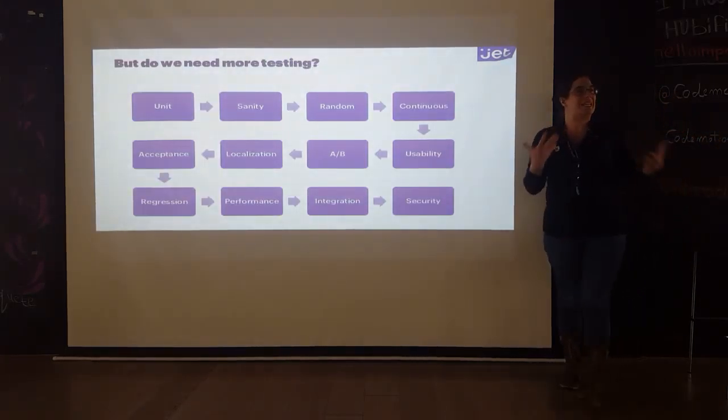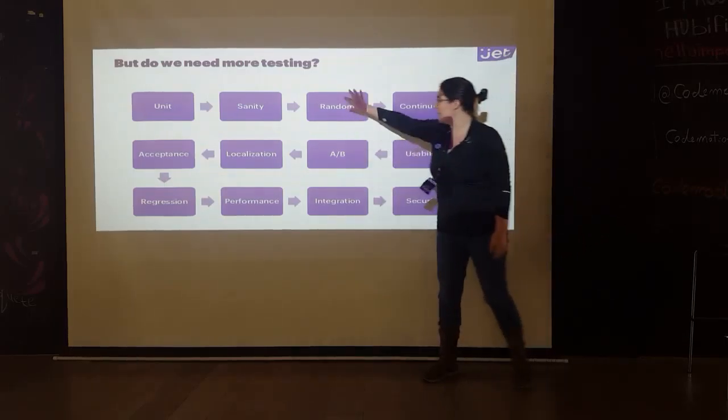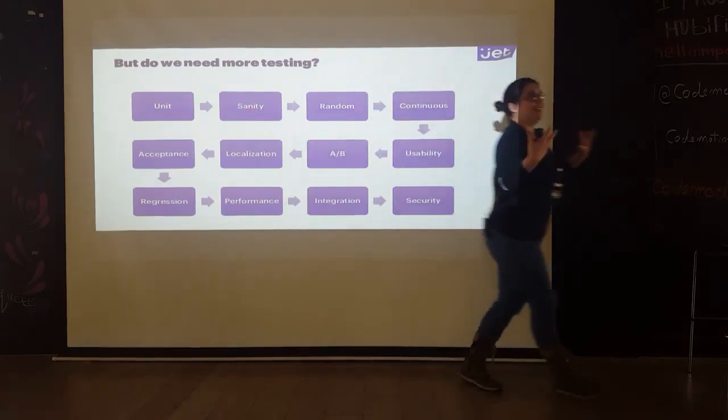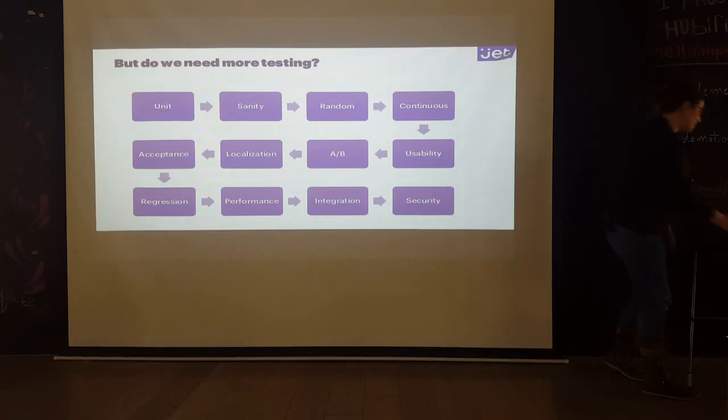So do we need more testing? There's a lot of testing that folks do already. There's random testing, A/B testing, sanity testing, unit testing. Why do we need to add chaos testing to this mix?